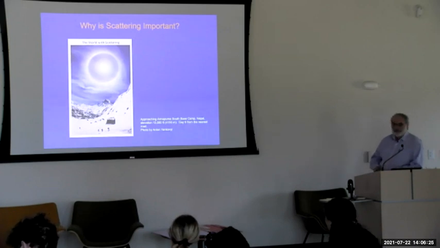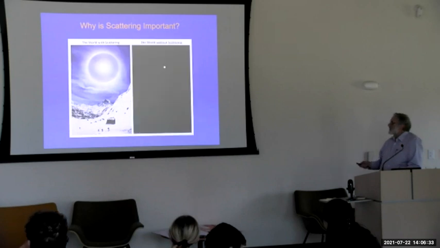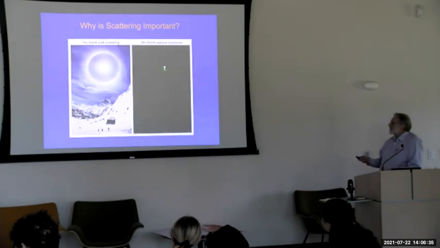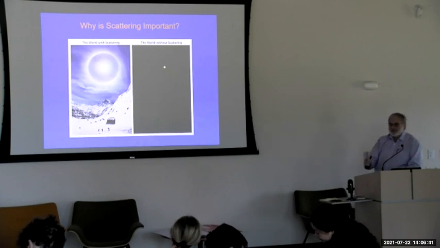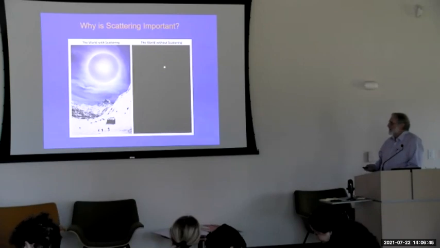Now, what would the world look like without scattering for this scene? What would you see? All you would see is the sun itself coming through unscattered and not as bright as it was because there was some absorption along the way. So I think that pretty well says why scattering is important.